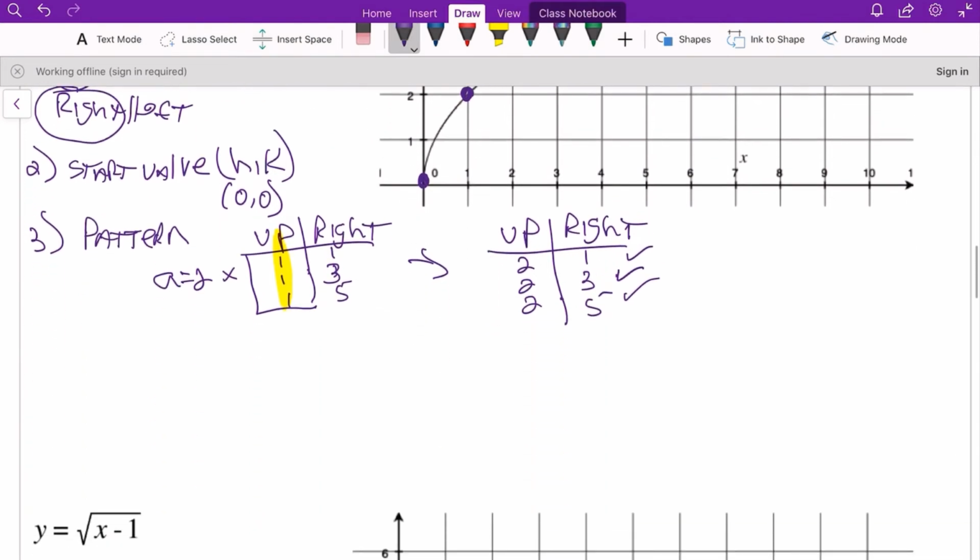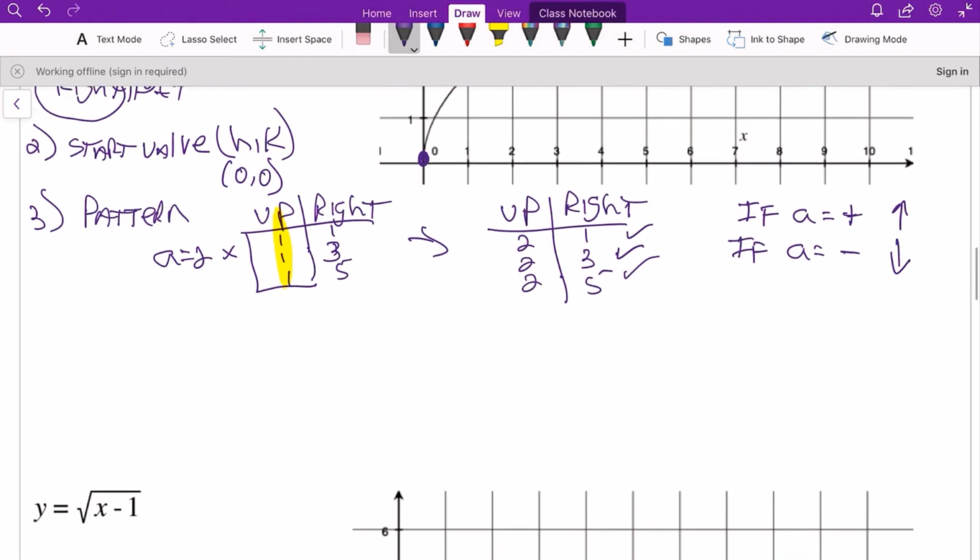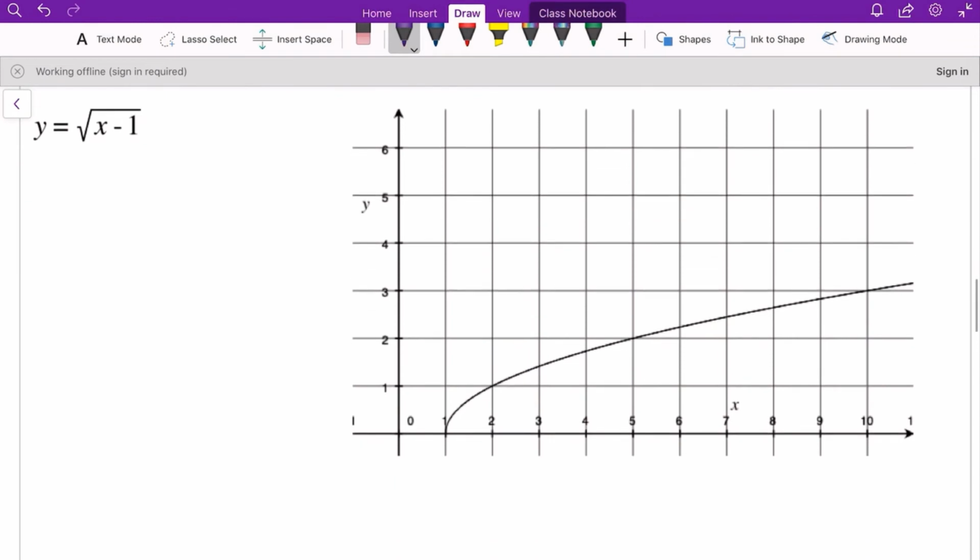All right. So just as a note, if A is positive, the graph is going to go upwards. And if A is negative, the graph is going to wind up going downwards. We're going to do one where the graph is reflected in a little bit. The next one I want to do is this graph here, y equals the square root of x minus 1. All right, so if we were to write the formal version of this, this would be y equals the square root of x minus 1.